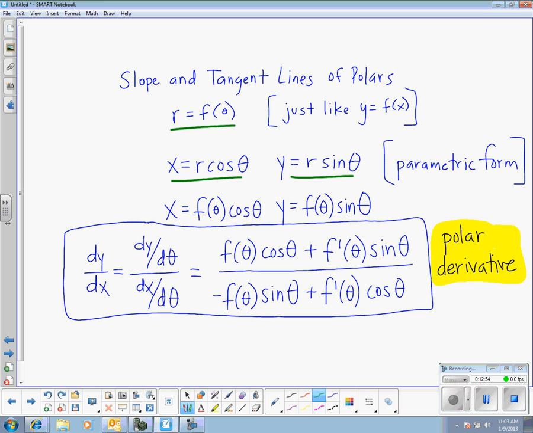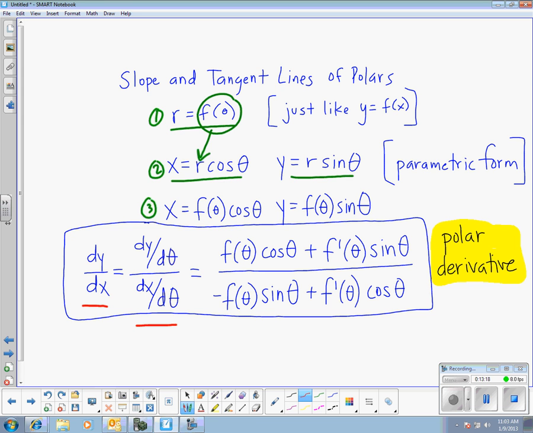Now, using number 1 and number 2, if you substitute in f of theta in for r, you get 3, which is x and y in terms of theta only. Now, based on that and what you know about parametric derivatives, the derivative of y with respect to x here is equal to the y derivative over the x derivative. That's parametric that you've been working on.